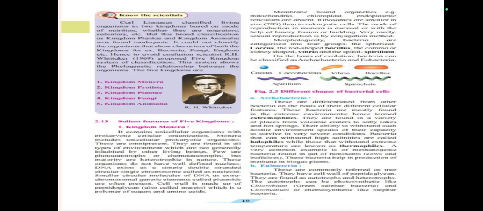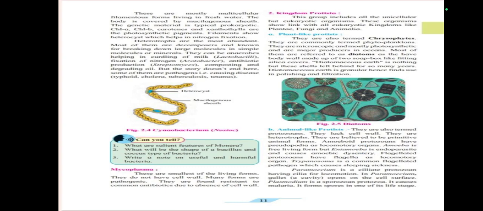Eubacteria. These are commonly referred to as true bacteria. They have a cell wall of peptidoglycan. They are found as autotrophs and heterotrophs. The autotrophs can be photosynthetic like Chlorobium, green sulfur bacteria, and Chromatium, or chemosynthetic like sulfur bacteria. These are mostly multicellular filamentous forms living in fresh water.